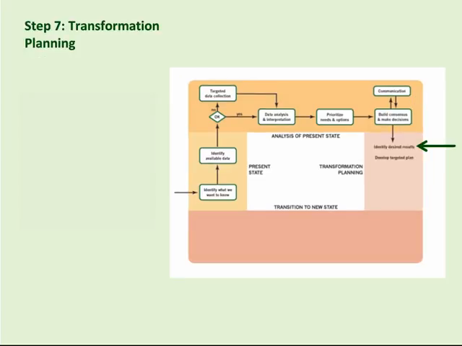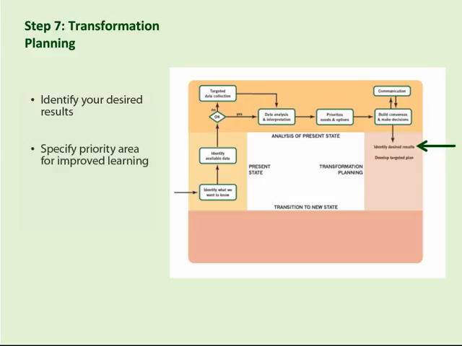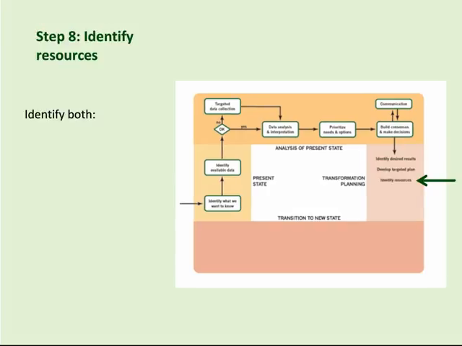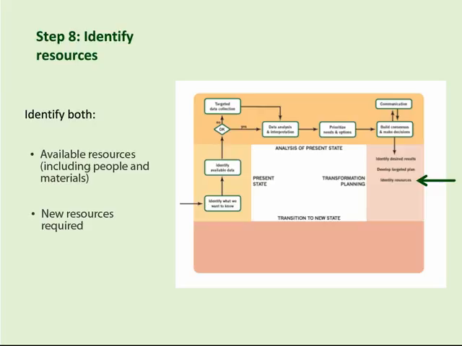Now that you have assessed and thoroughly analyzed the present state, it is time to begin the transformation planning. In other words, planning for improved student learning. To do so, you must first identify your desired results, specifying the priority area for improved learning, and identifying specific improvement results. Next, identify the resources necessary to implement your improvement efforts, including which resources are already available, including people and materials, and any new resources you will need.